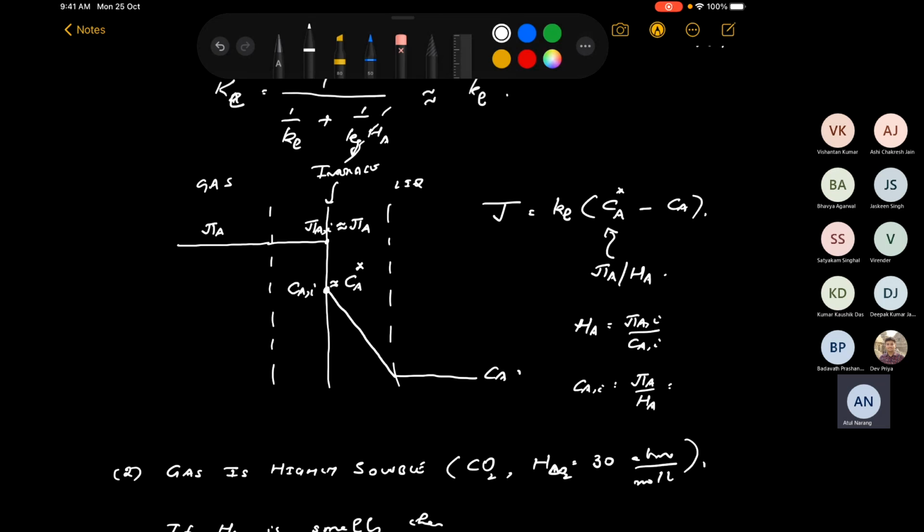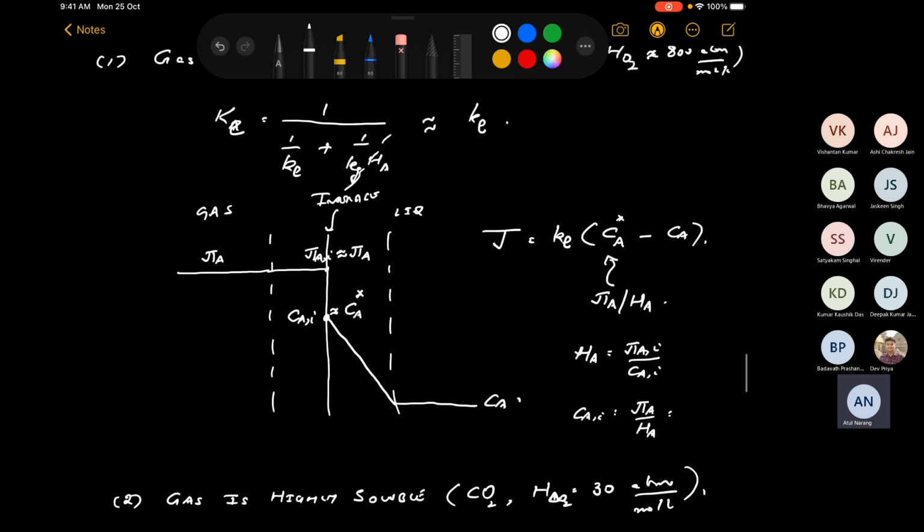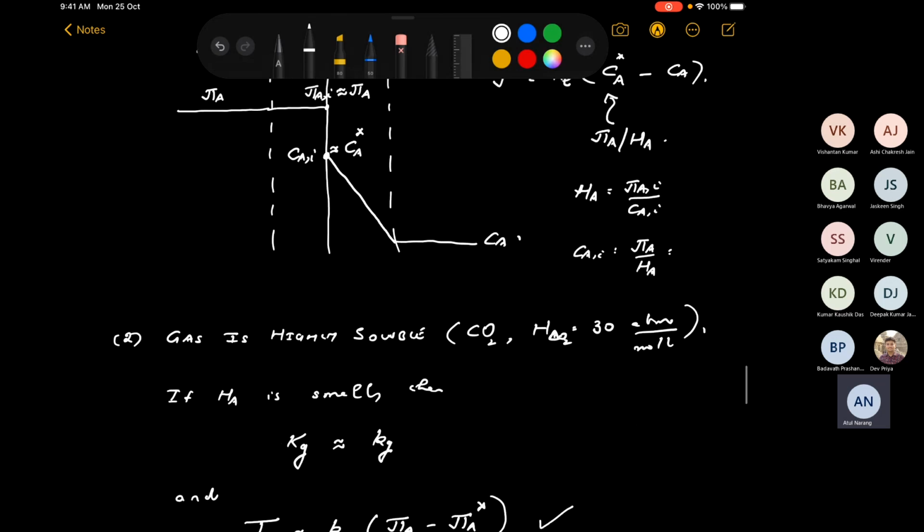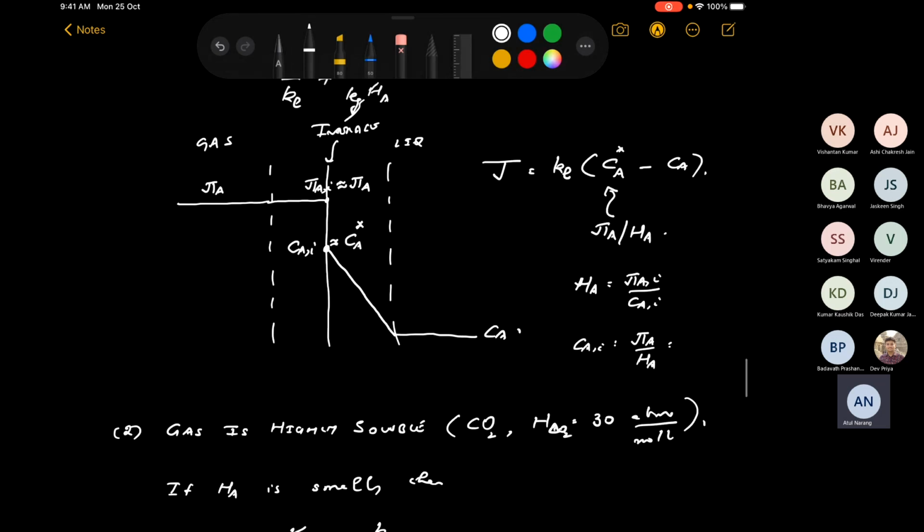So in the case of oxygen, which is sparingly soluble, C_A star will be a real concentration. It will be that concentration that is in equilibrium with the partial pressure p_O in the bulk of the gas phase, right? So ultimately, the expression that we got was essentially K_L multiplied by this expression over here.